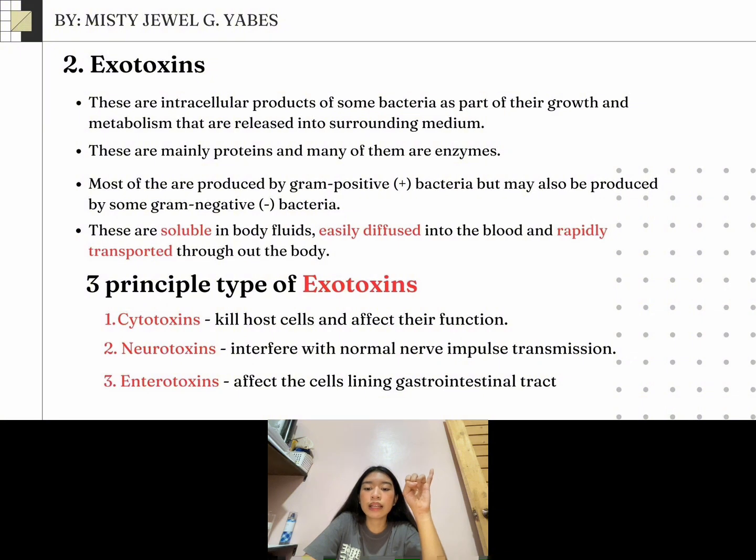Okay, so next, we have neurotoxins. From the word neuro, ini-interfere nito ang ating normal nerve impulse transmission. Third naman is our enterotoxins. Ang entero kasi is a Greek word, is a prefix ng Greek word natin which is yung enteron, which means intestine. So, itong ating enterotoxin ay ina-affect niya ang cell lining ng ating gastrointestinal tract. Okay?